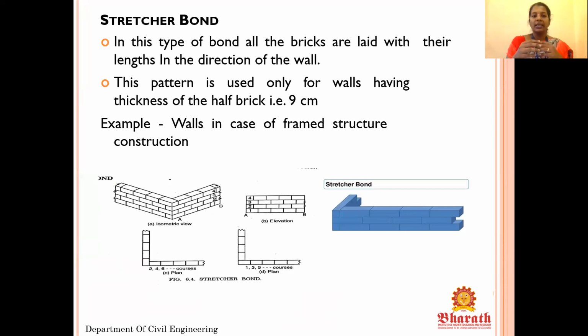So stretcher bond is a type of bond where all the bricks are laid with their length in the direction of the wall. So it should be a full brick size. So it will be seen in the outer surface of the wall.